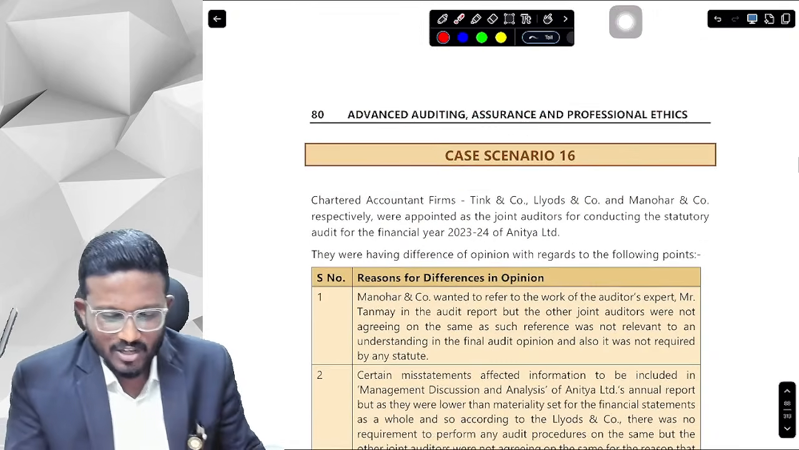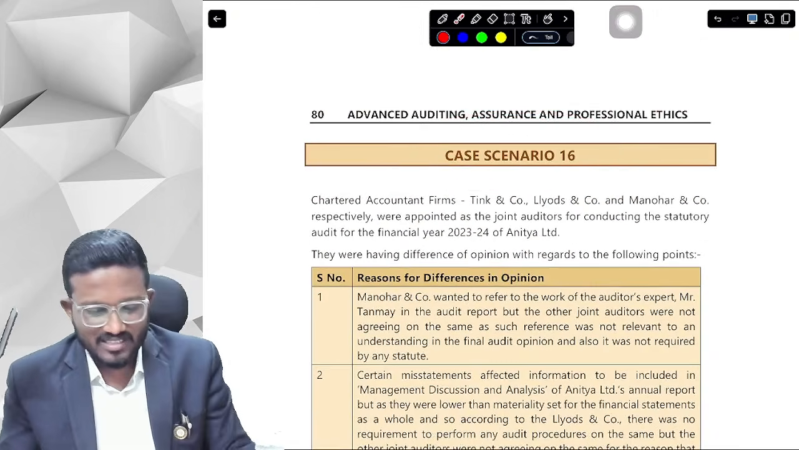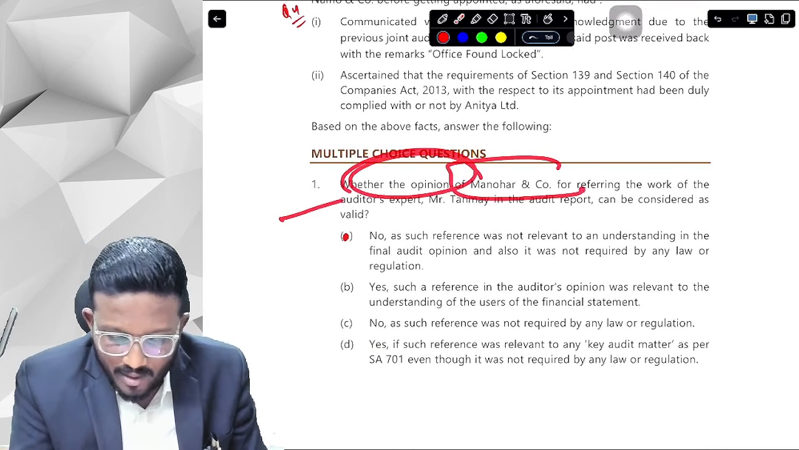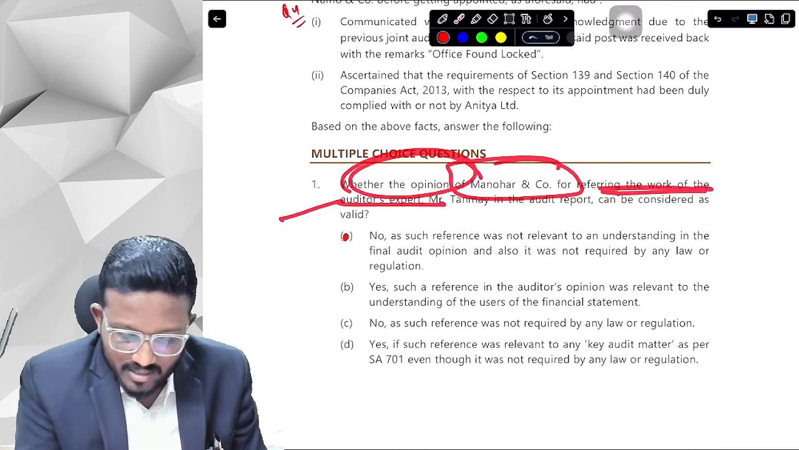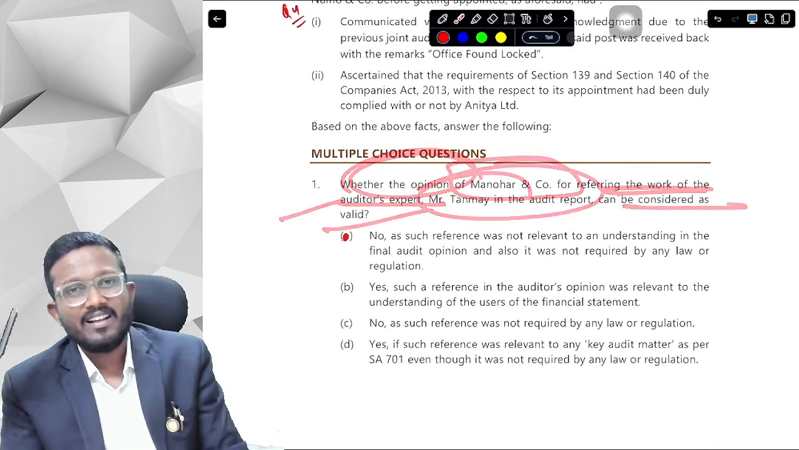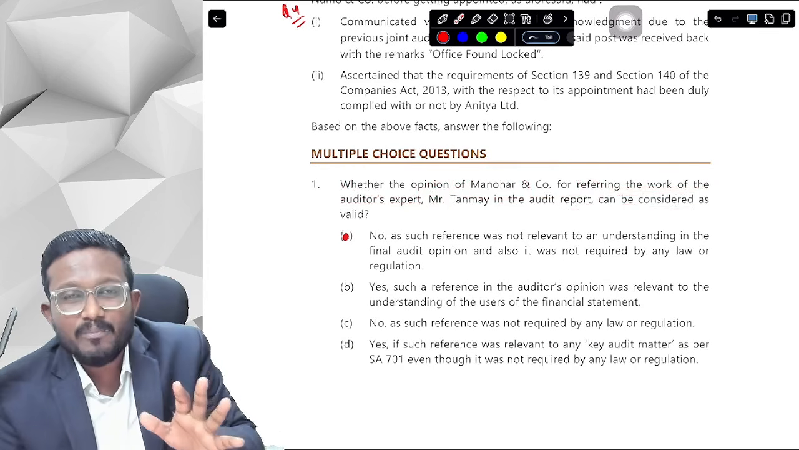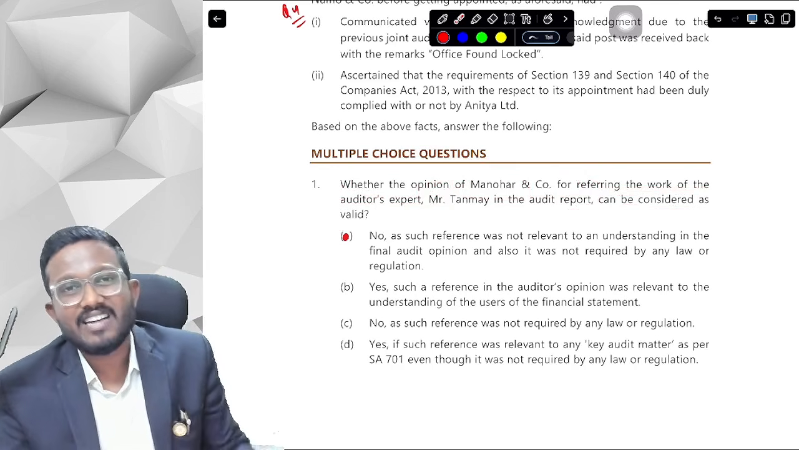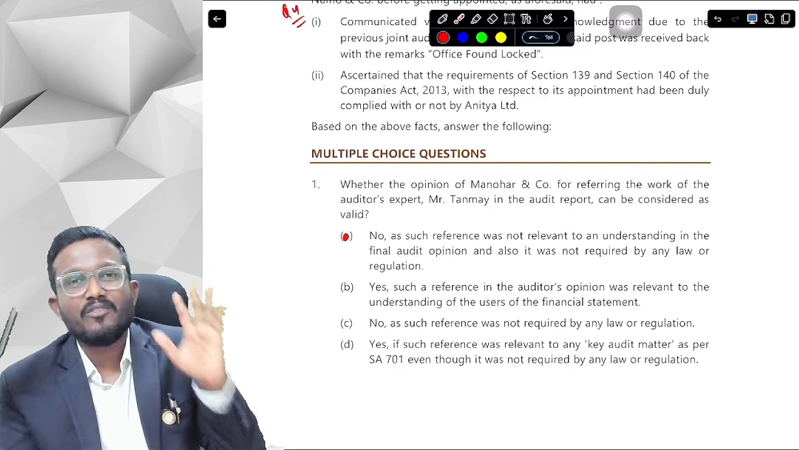This was your case scenario number 15. Let's do case scenario number 16. What does it say, sir? Whether the opinion of Mahoer for referring to the work of the auditor's expert in the auditor's report can be considered valid. Can we refer to the work of the auditor's expert in the report? No, sir. Unless law and regulation require it, or unless it is relevant to the user's understanding of the modification, you cannot refer to the work of the auditor's expert in the auditor's report.